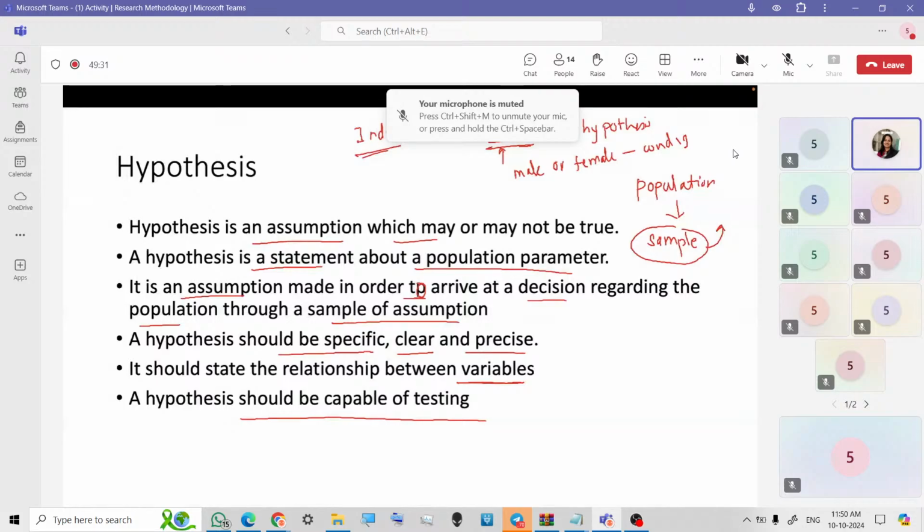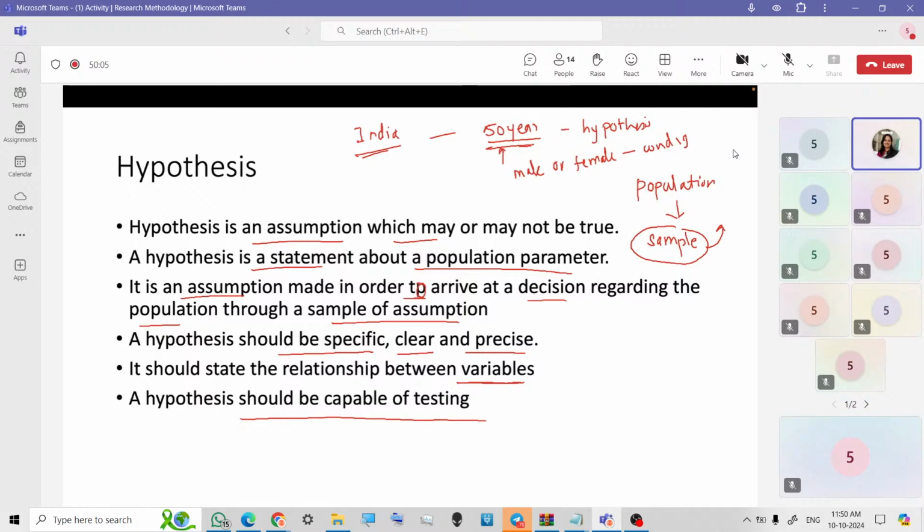Population means the entire collection of data, the entire data set taken into consideration. So if I'm making a statement of finding out, if I'm writing a statement that the smoking percentage of male is greater than female in the category of 30 to 40 years in Maharashtra, this is a statement made on the entire population, right? So this is always to be made for the population parameter.